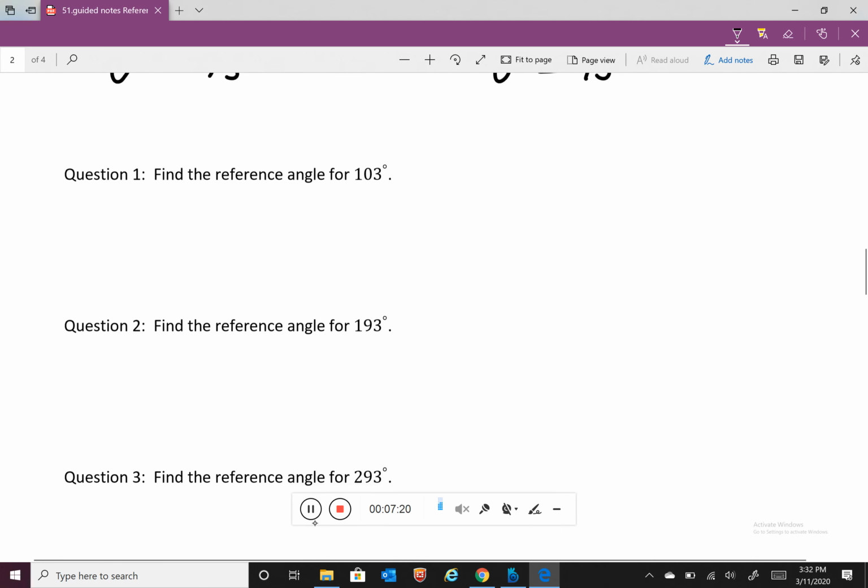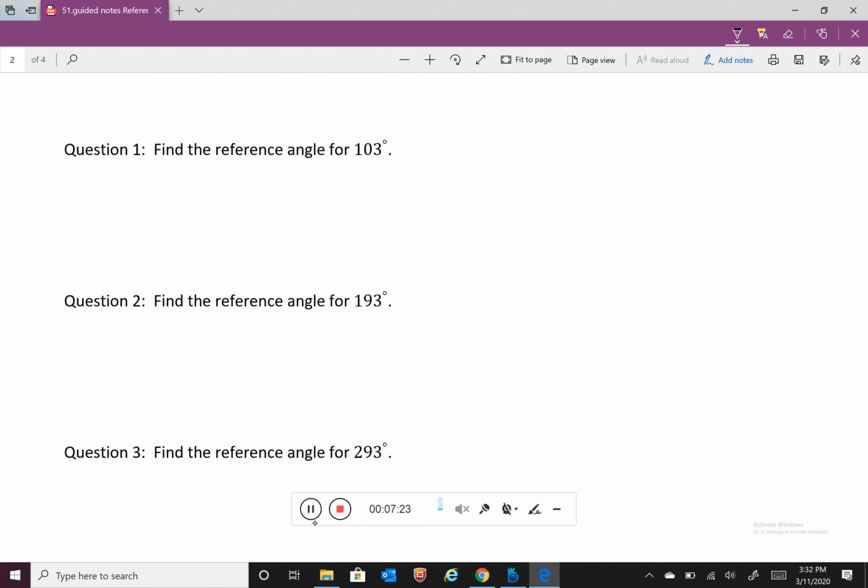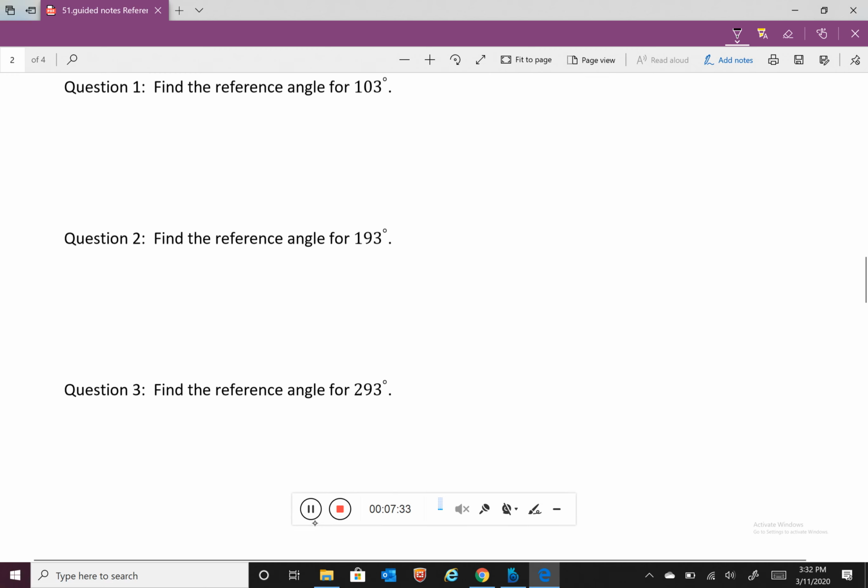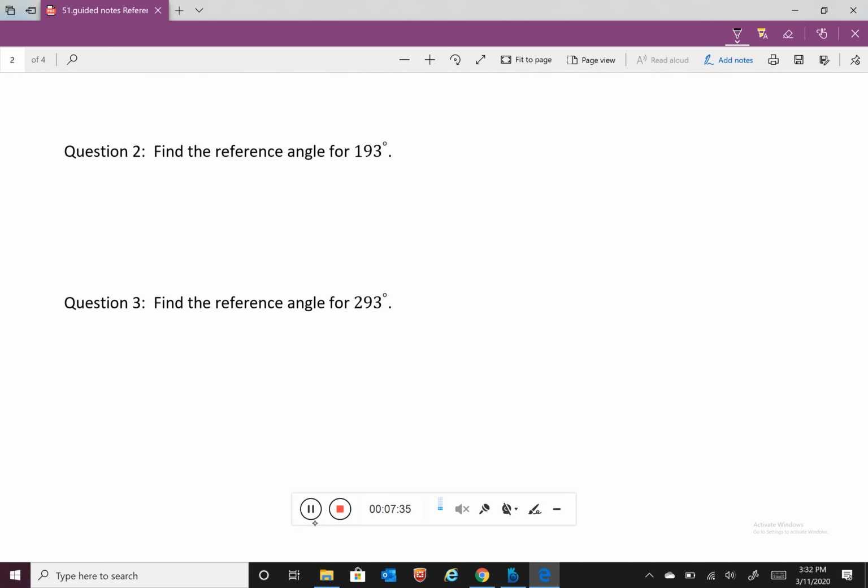You have 3 questions. Find the reference angle for 103 degrees. Find the reference angle for 193 degrees. Find the reference angle for 293 degrees.